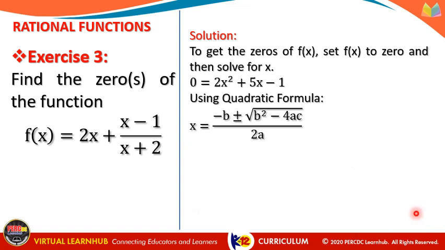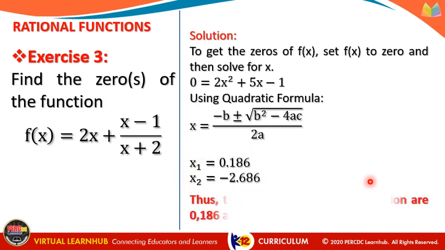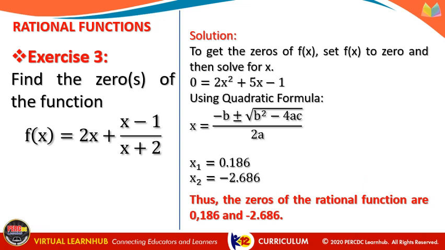And there you have it. So, again, ito yung sagot natin na una, 0.186. Ito yung sagot natin na pangalawa, negative 2.686. And ito na yung dalawang roots ng ating rational function.